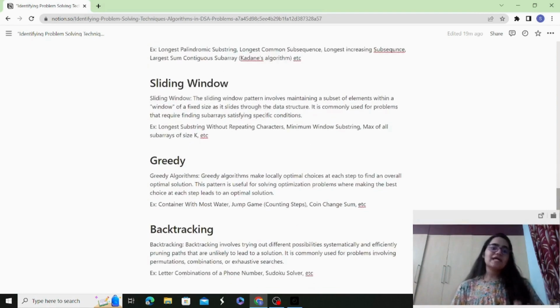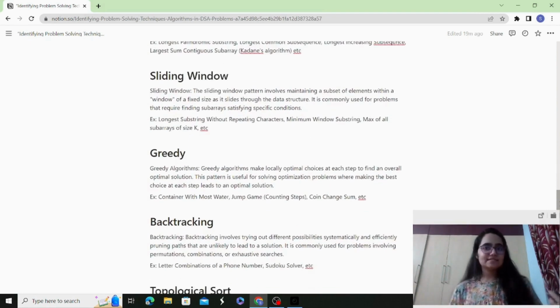Now coming to the next, which is sliding window. Again, a very easy technique, and something which should come to your mind when you are seeing problems which involve maintaining a subset of elements.